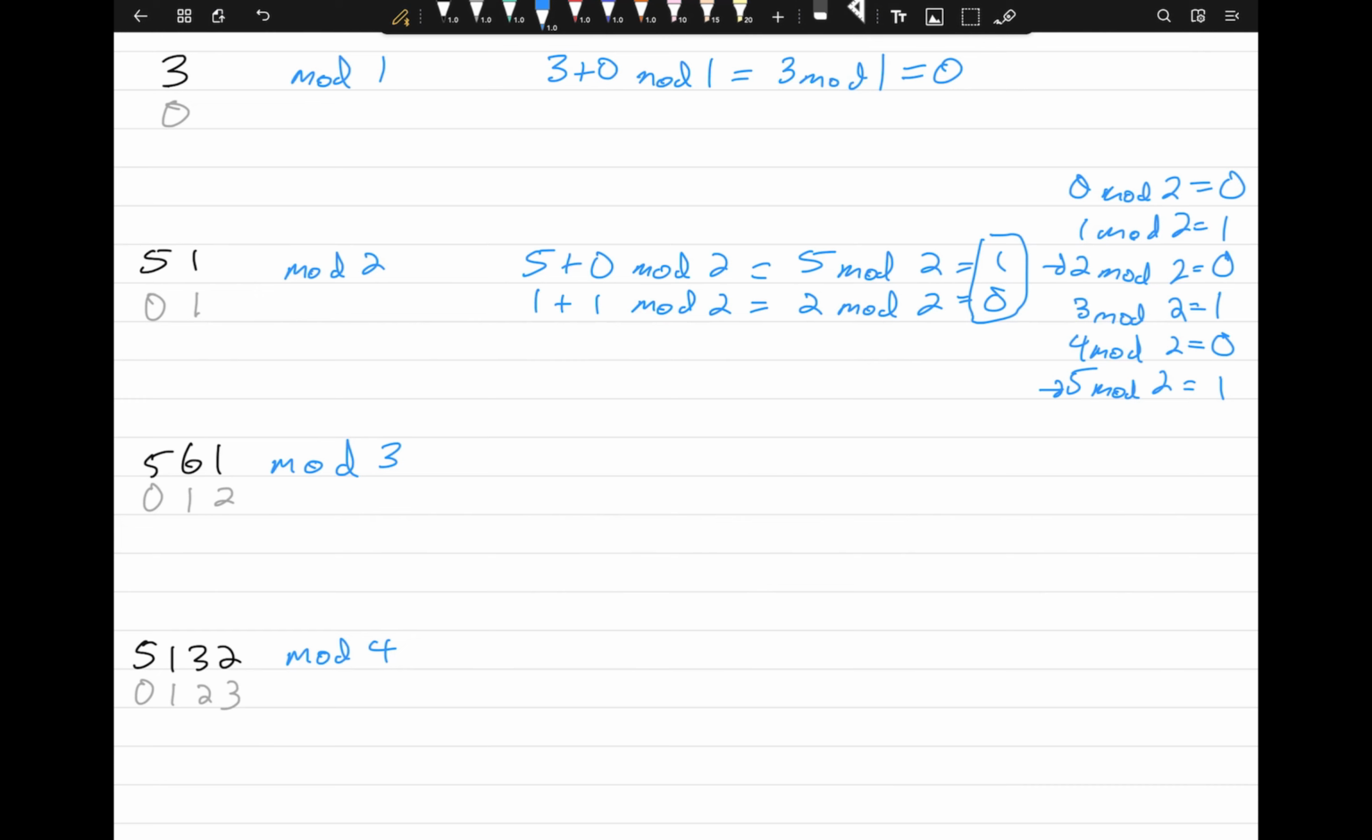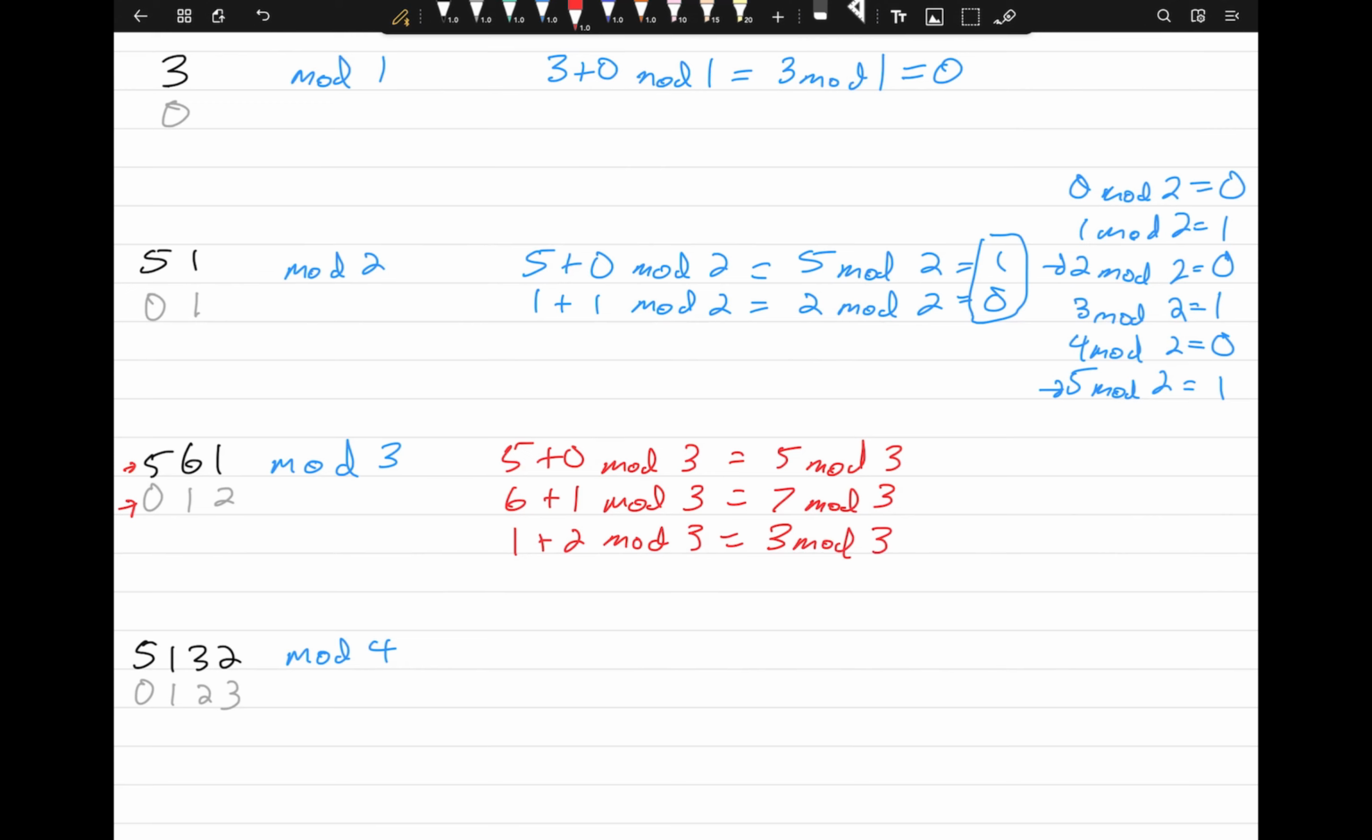Right? So let's go ahead and try these other two together. So we'd have 5 plus 0 mod 3, 6 plus 1 mod 3, and 1 plus 2 mod 3, right? We're just adding these two numbers together. 5 plus 0, 6 plus 1, 1 plus 2. So that'd be 5 mod 3, 7 mod 3, and 3 mod 3. And once again, let's look at the pattern so that we know what these numbers are.